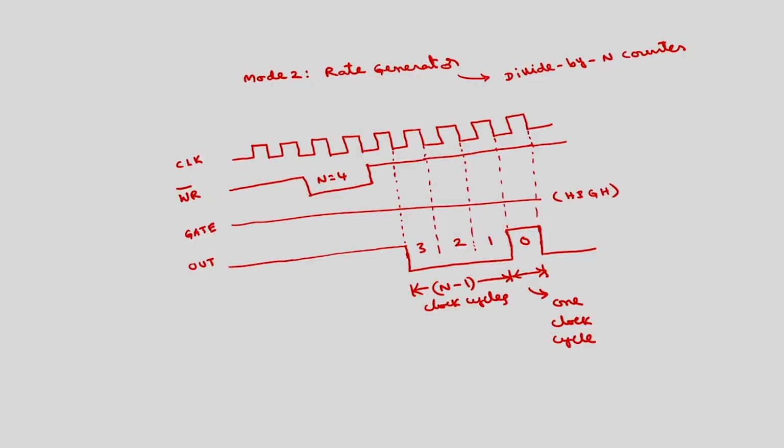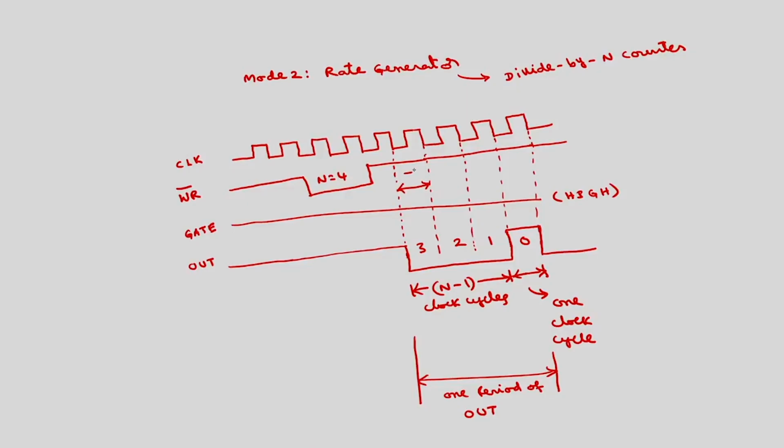Now if I compare the frequency of the clock, how many clock signals are there in one period of this one? From here to here, this is one period of out. So this is one period of clock.